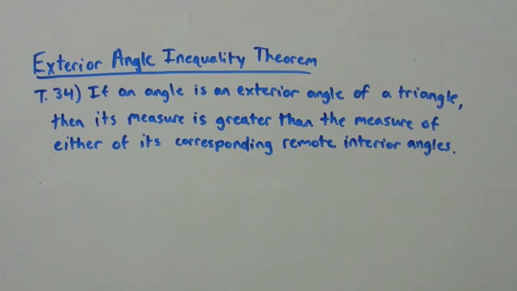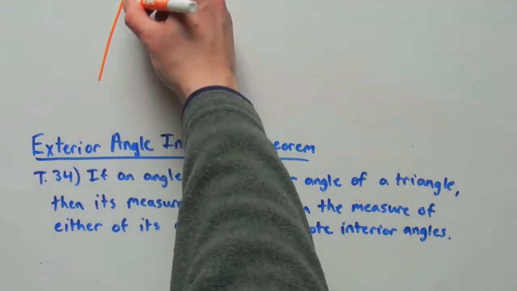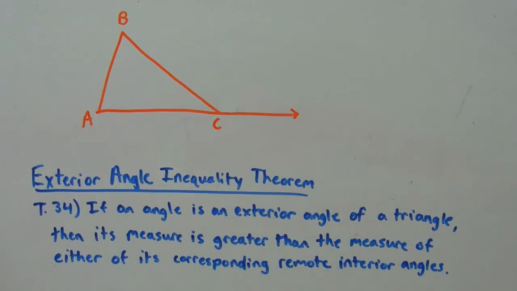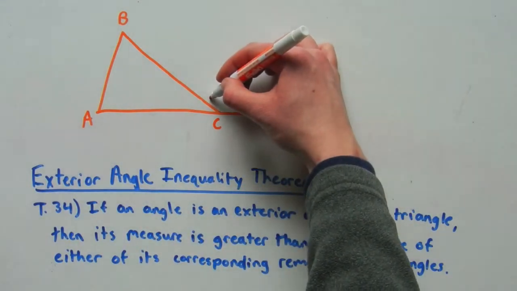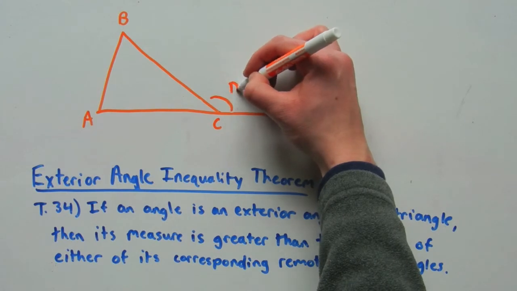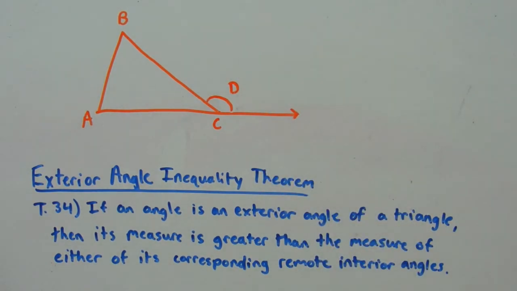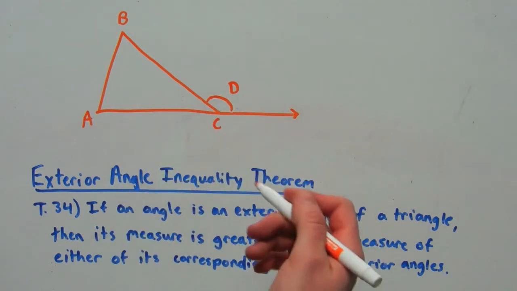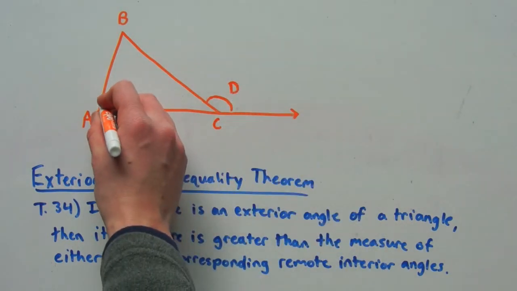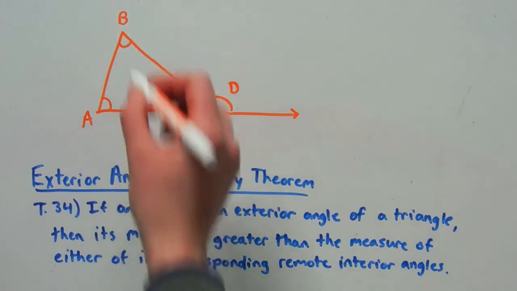The exterior angle inequality theorem, T34 in our case, says that if an angle is an exterior angle of a triangle, then its measure is greater than the measure of either of its corresponding remote interior angles. Let's look at a picture of this. Here we have our triangle ABC. So our exterior angle we're going to use is this angle, and we'll call this angle D. So the remote interior angles corresponding with that exterior angle D would be angle A and angle B.